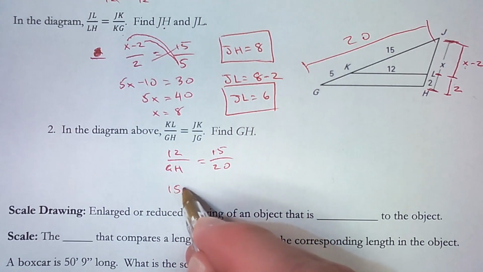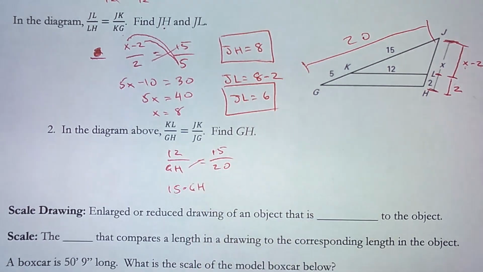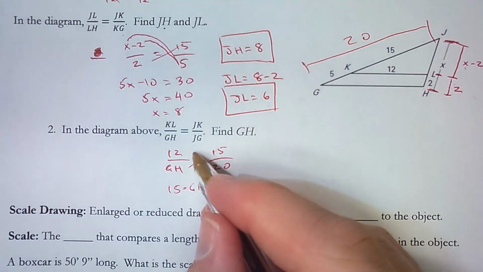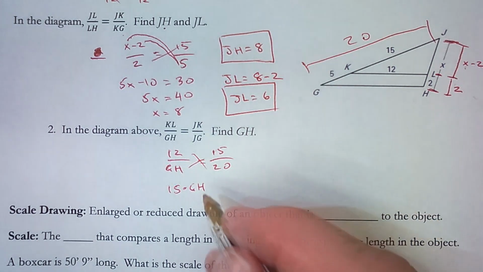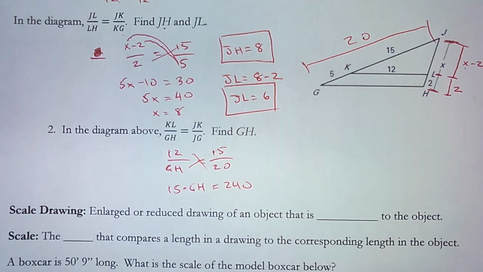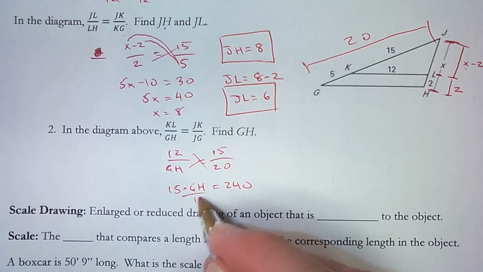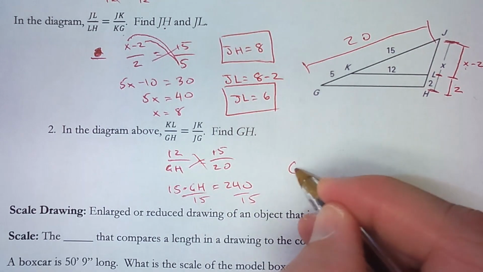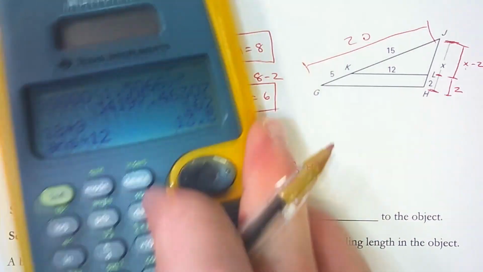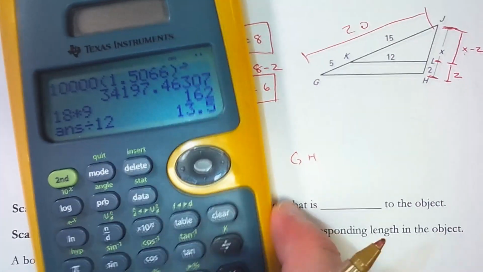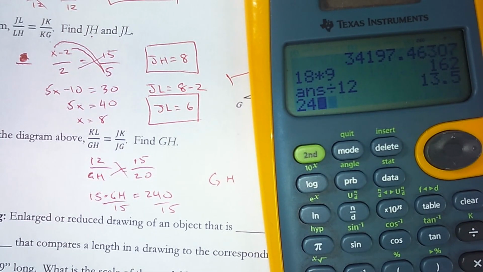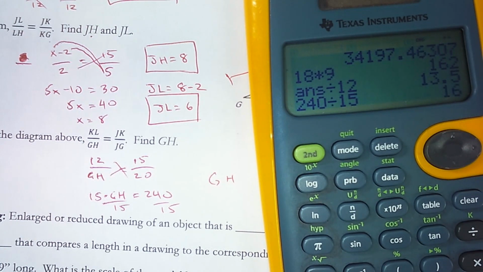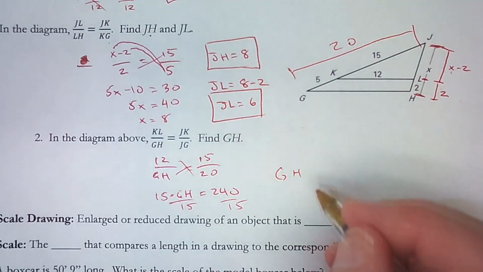So I have 15 times GH as one cross product. The other cross product is 12 times 20, and 12 times 20 is 240. And I will divide by 15 and find that the length of segment GH is 240 divided by 15, and that is 16.